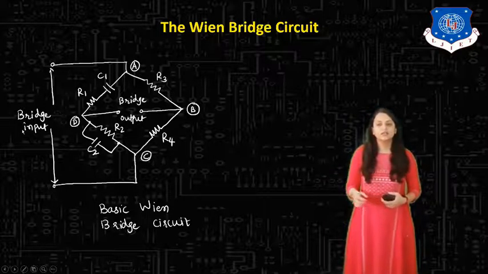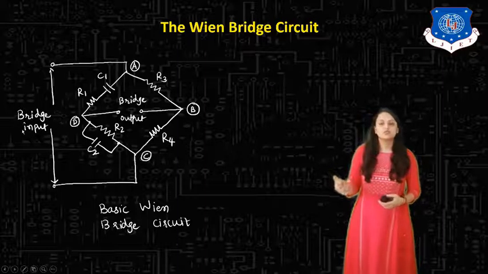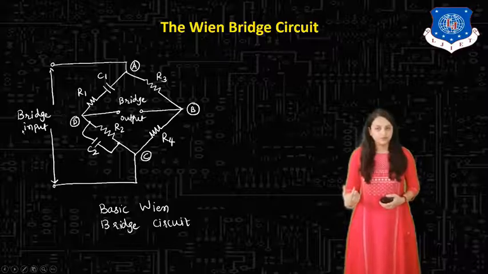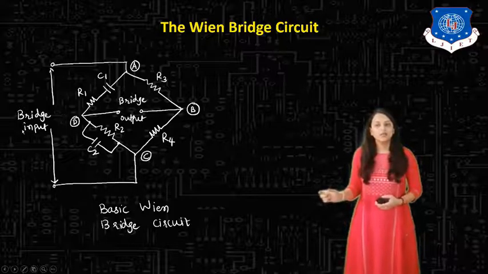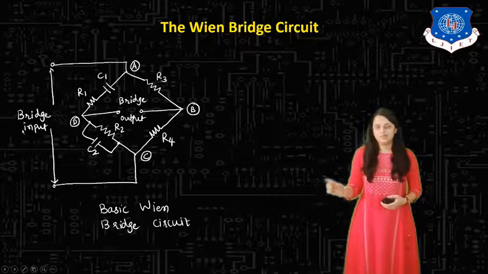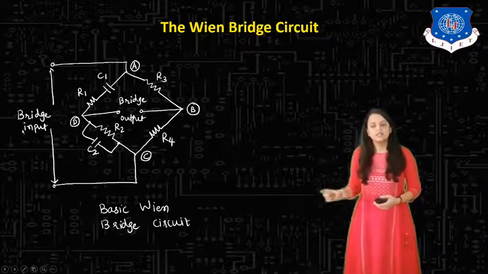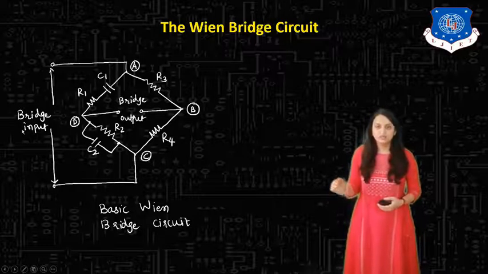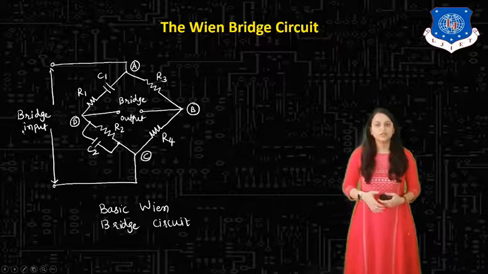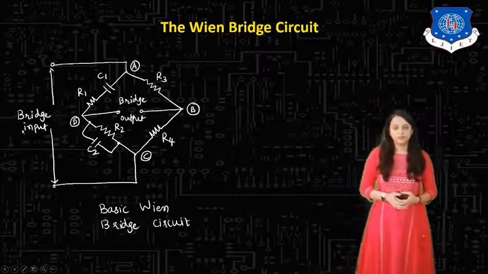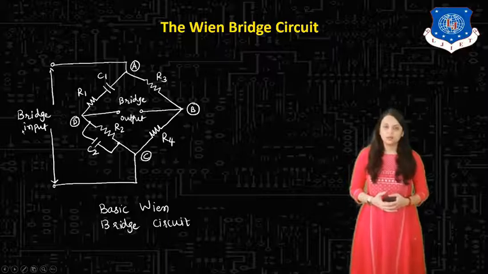You can see that the AB arm consists of resistance R3, the BC arm consists of the resistance R4, AD arm consists of the series combination of resistance and capacitors R1 and C1, the CD arm consists of the parallel combination of resistors and capacitors R2 and C2, and from BD we can get the bridge output. So this is the basic Wien Bridge circuit.